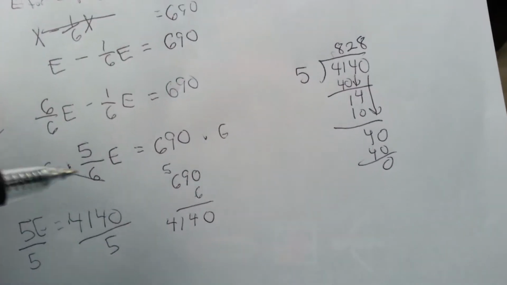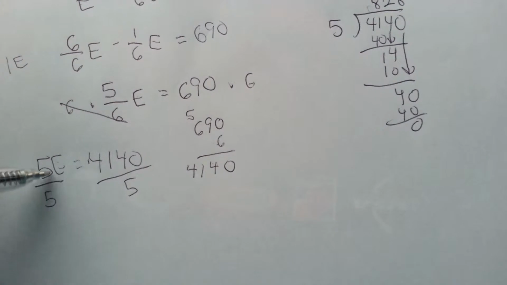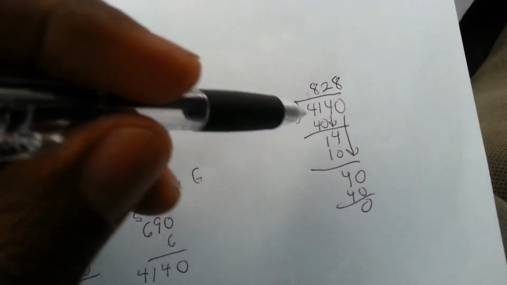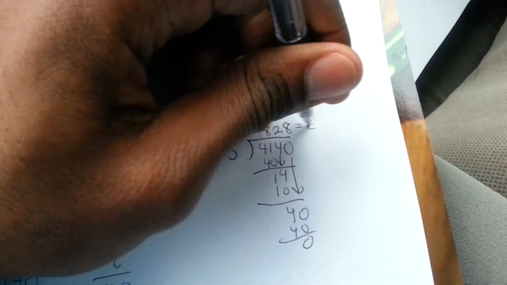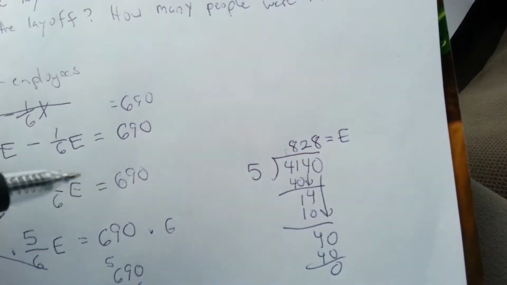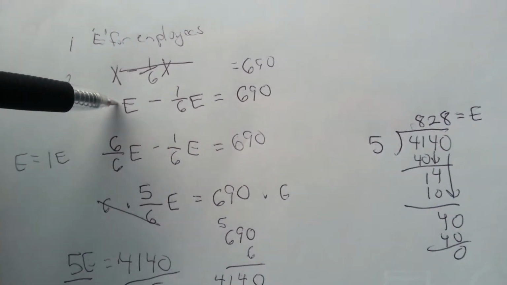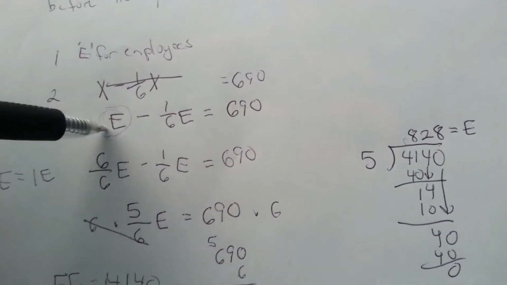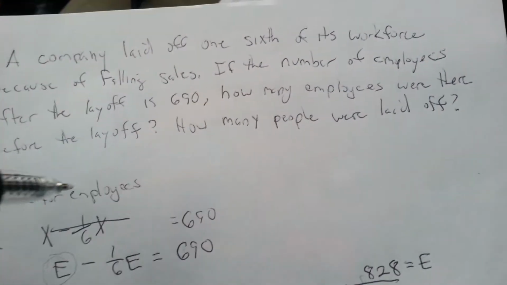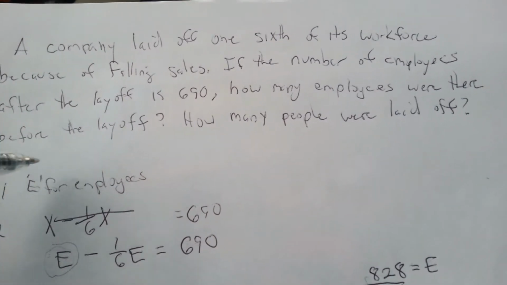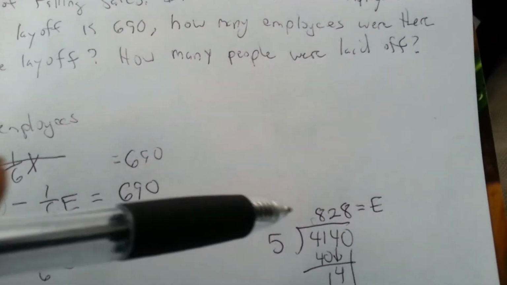Remember, we're solving to get E. We had to divide 4140 by 5. We did that. It's 828 equals E. So E equals 828. That was how many employees we had total. So that was one of the questions: how many employees were there before the layoffs? That answer is 828.